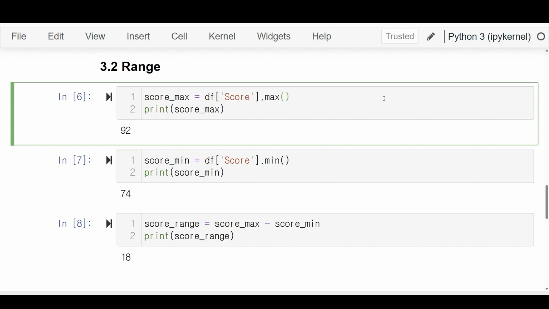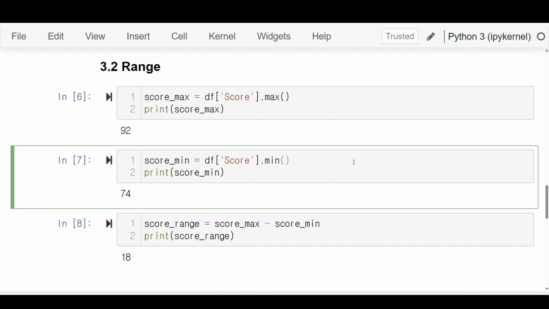In this first step, we use .max on the score column to find the highest value. When we print score max, we see 92, which is our top score. Next, we call .min to get the lowest score. Printing score min gives us 74, the bottom score in our dataset.